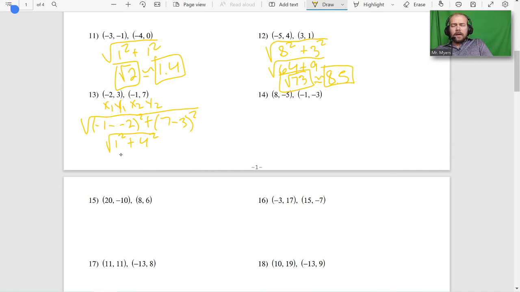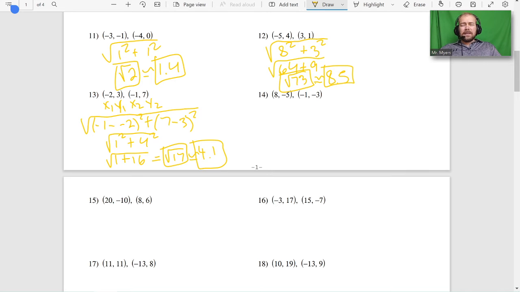And then that's 1 squared is 1. 4 squared is 16, and I get the square root of 17, right? So then the square root of 17 is 4.1. And again, I'm rounding all of these to one decimal place here. And that's what that would look like, right? So either one of those actually could be the answer.